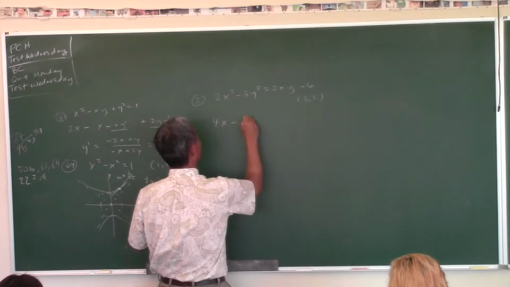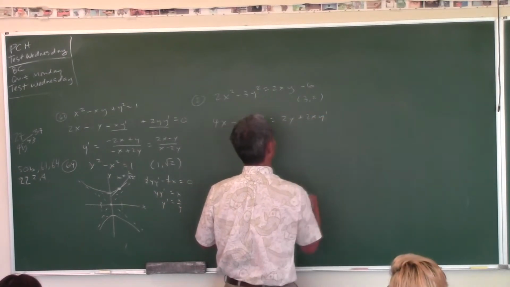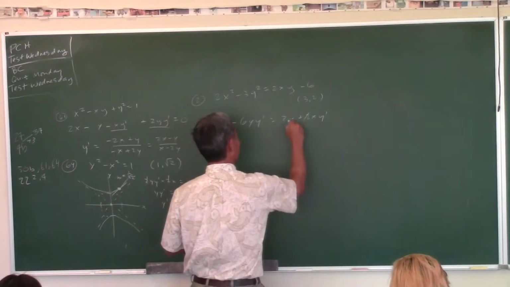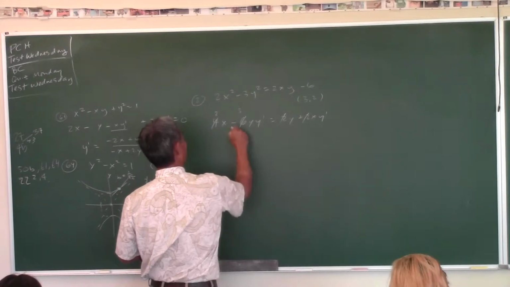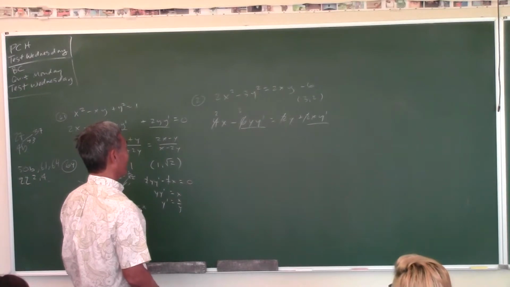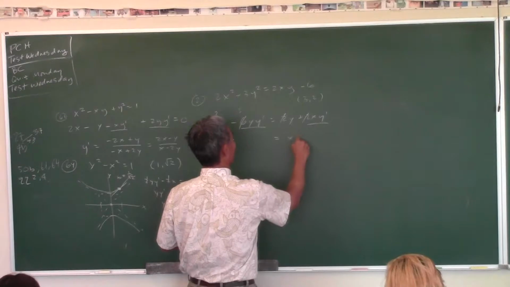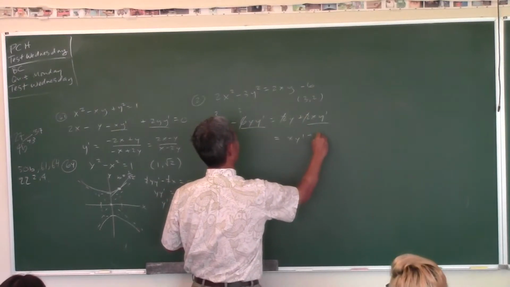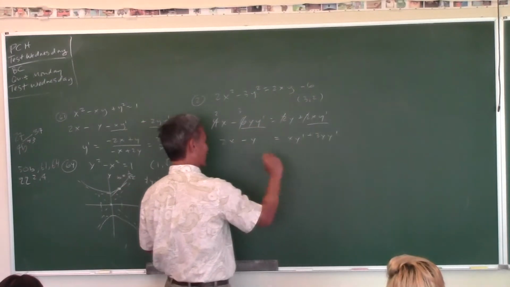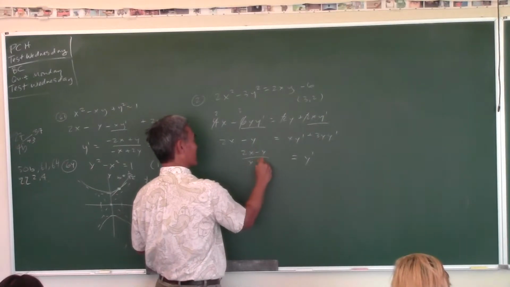4x minus 6y y prime equals 2y plus 2x y prime. Yep, that's correct. Shall I divide everything by 2 to make the numbers smaller? Yeah. You bet your bippy I should. Okay, now, put all the y primes on one side. Which side do you want to put them on? The right. To the right, to the right. So that's going to be x y prime, move that over, plus 3y y prime. Move this on that side, minus y. Factor out the y prime, divide, you get 2x minus y over x plus 3y, correct?